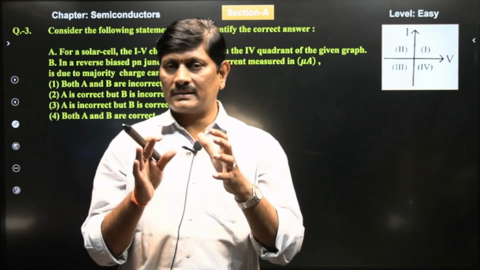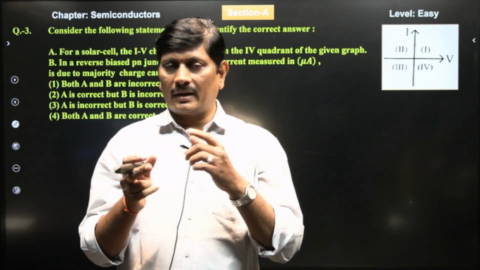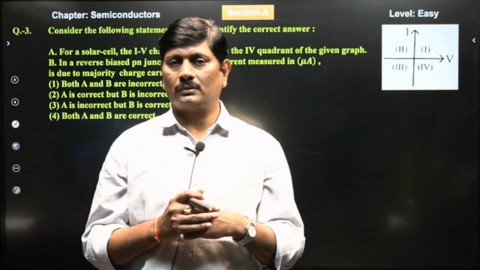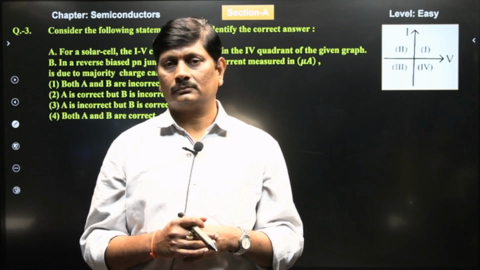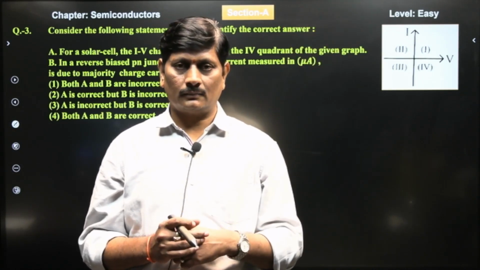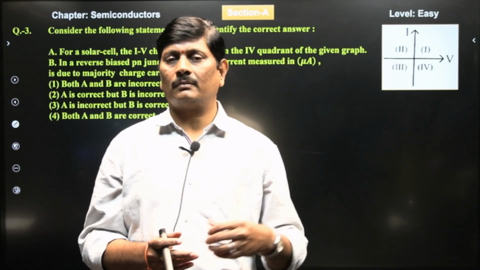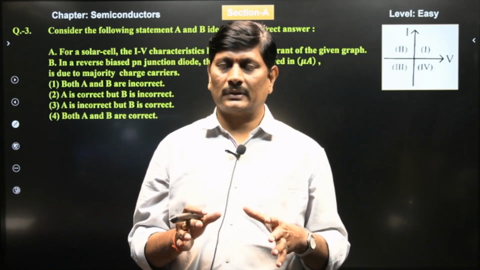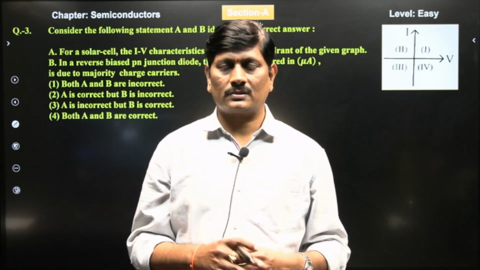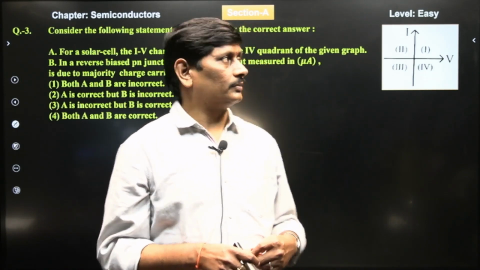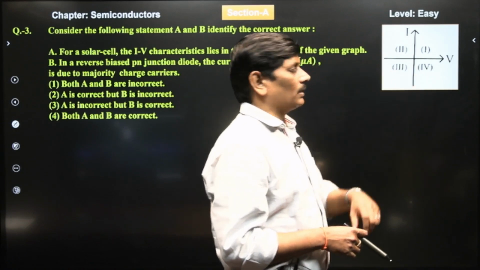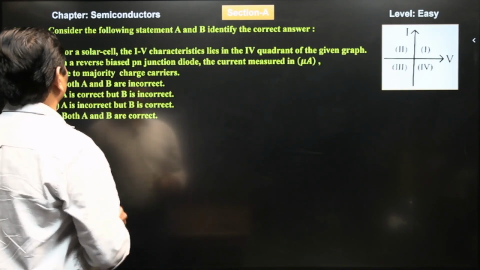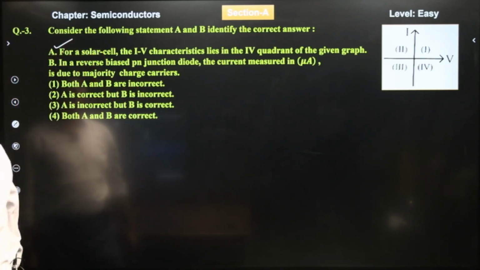That means the solar cell drives current through the load in the circuit without any source. The source is sun radiation. There is no external battery like in forward bias and reverse bias. That is why, without any external battery or source, as the current is driven in the circuit, it is represented in the fourth quadrant. So the first statement is correct.